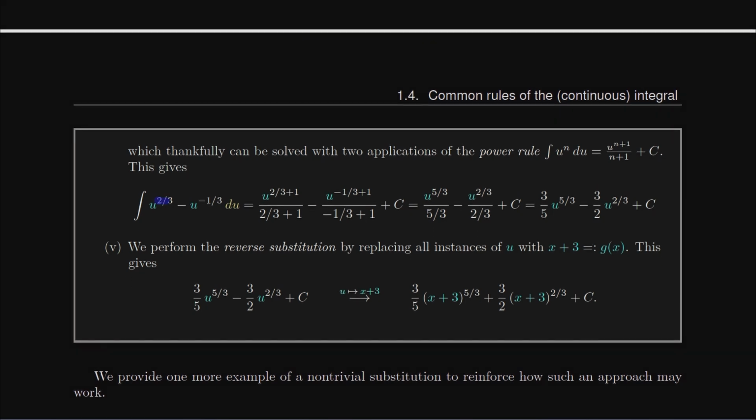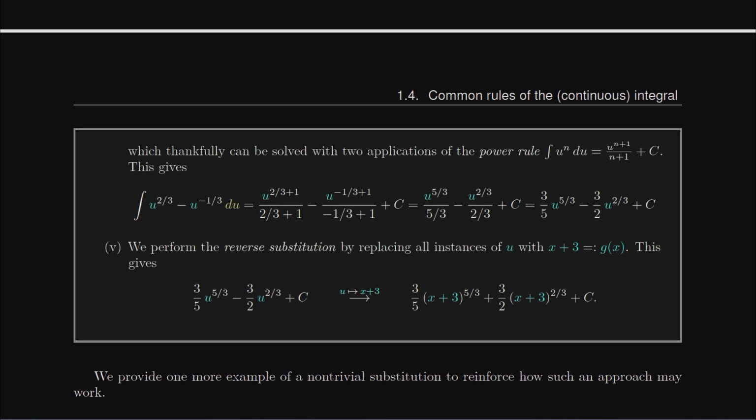In the first case, 2/3, we're going to add 1 to that power. We're going to divide by the new power. Same in the second case, negative 1/3, we're going to add 1 to that power, divide by the new power. And so the first power turns out to be 5/3. We're dividing by 5/3. The second power ends up being 2/3, divided by 2/3. If we simplify a little bit, 3/5 u to the 5/3 minus 3/2 u to the 2/3 plus c. So we were able to simplify and integrate this.